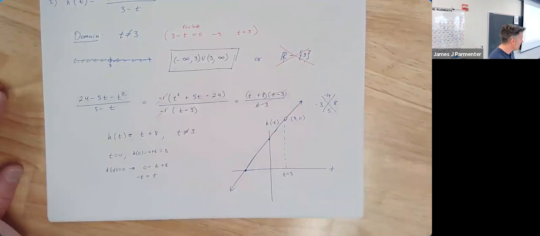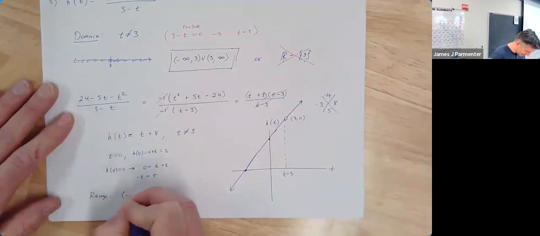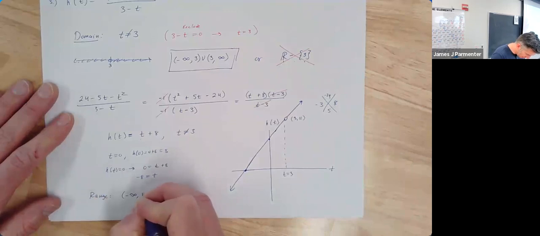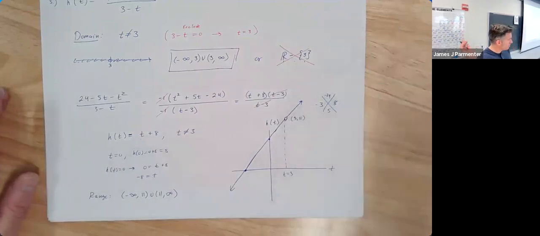Everything but 11. We don't get 11. That's the only y value we're not getting. We get every other y value. So here the range is -infinity to 11 union 11 to infinity. It's a little tricky, but when you have holes, you essentially exclude those values.